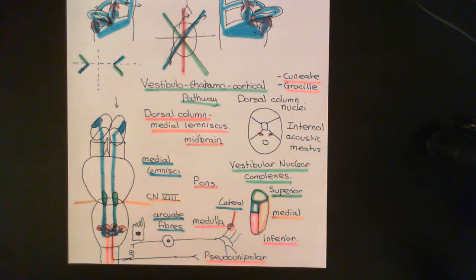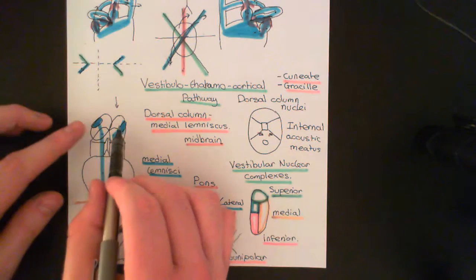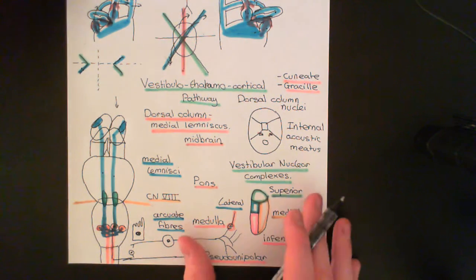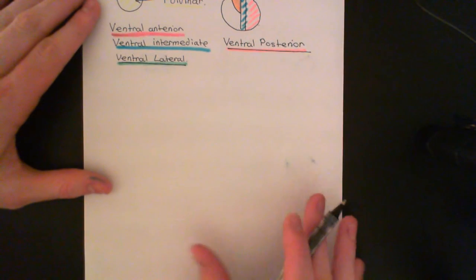So that now gives us the question, which portion of the cerebral cortex is this information actually going to go to? Where are the third order neurons going to head to for this vestibulo-thalamo-cortical pathway? So, let me show you the vestibular cortex then.